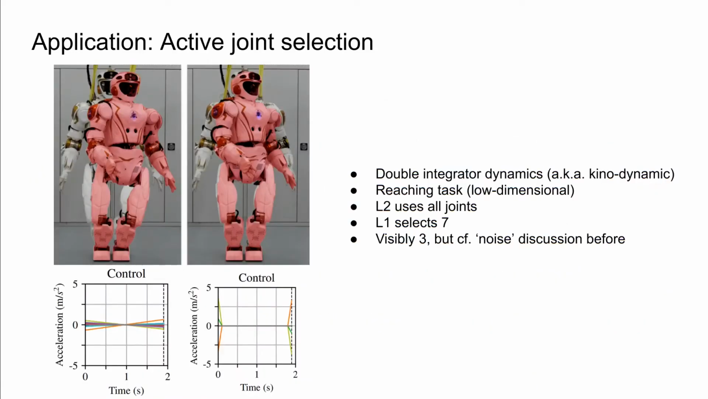Next, we use an L1 cost to achieve active joint selection for the reaching task. An L1 cost will automatically select the required number of joints by virtue of setting the others to 0, and in this case we can see that 3 joints are active, but because of noise we actually have 7 joints active on the robot. Nonetheless, we see that motion in the legs is significantly reduced, and in fact the torso is used to move the robot to the right position.